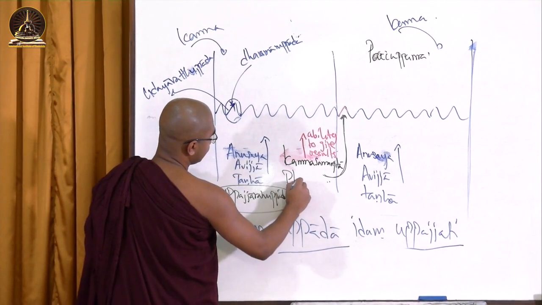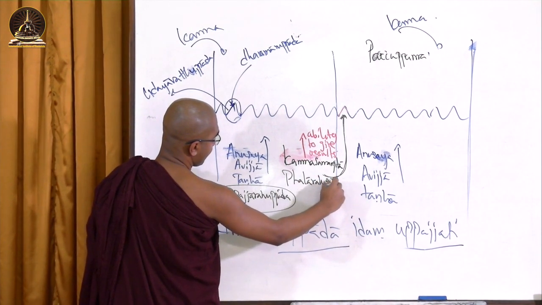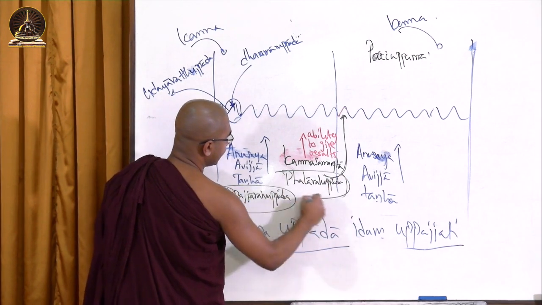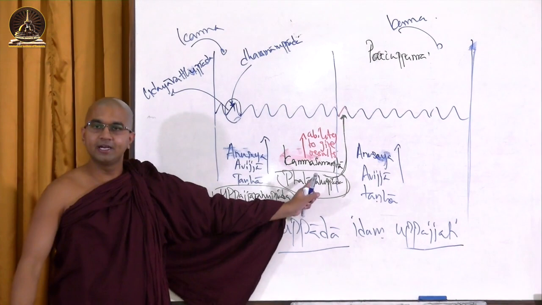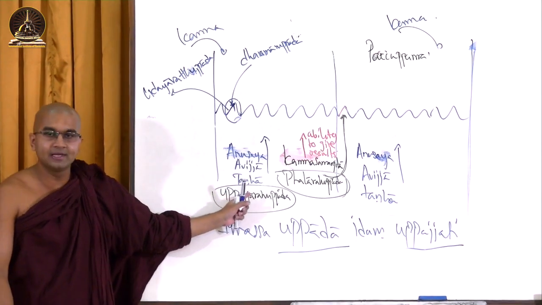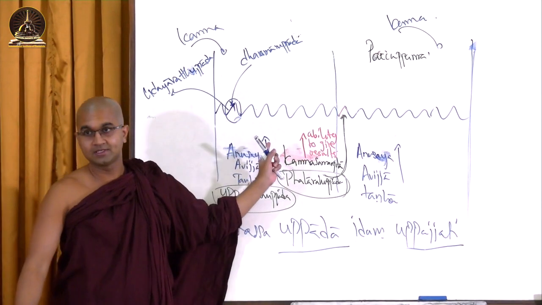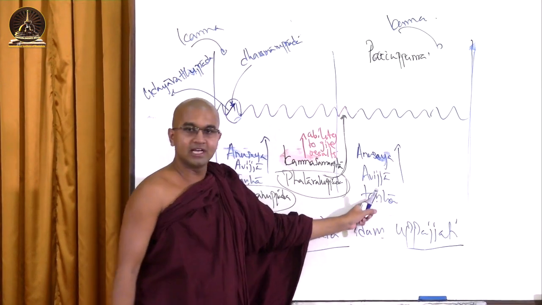phalaraha upada. Phalaraha upada means, what does it mean? Because it's kamma samangita, it has the capacity to produce a result. Upajjanaraha upada means it has the ability, the potency, to arise as defilements. So now, as long as someone is born, anusaya is also following.